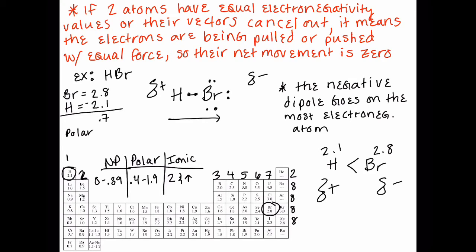In this example, we're looking at hydrobromic acid. The bromine is more electronegative than the hydrogen. When you calculate the bond between them, it ends up being polar. So you're going to draw a negative dipole on bromine and a positive one on hydrogen.